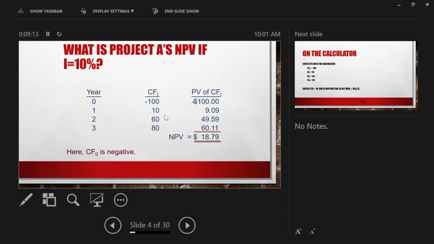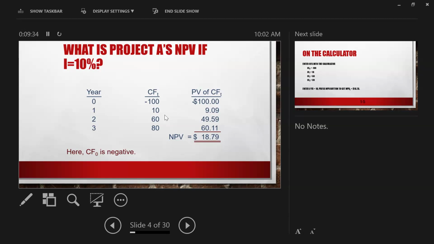So what you see is we add all of those numbers up. And when we add all of those numbers up, we get $18.79 of positive NPV. So would we want to do this lemonade stand? Yes or no?